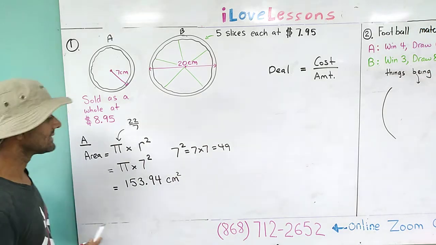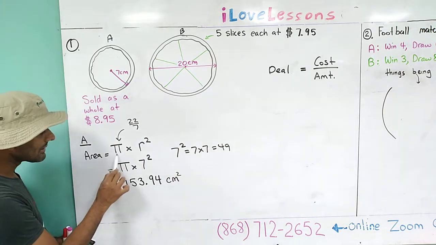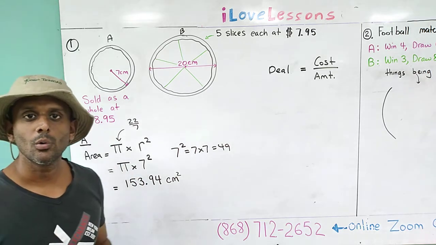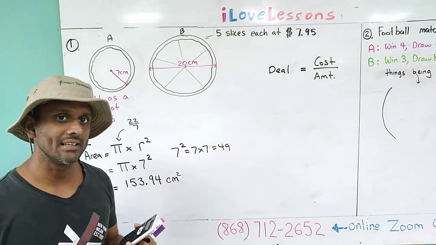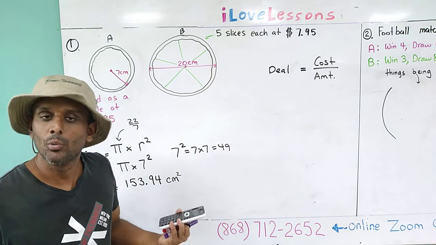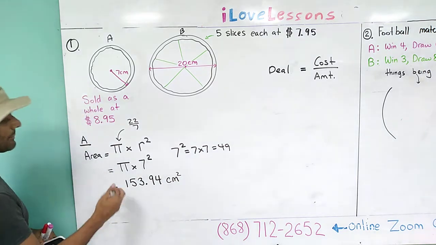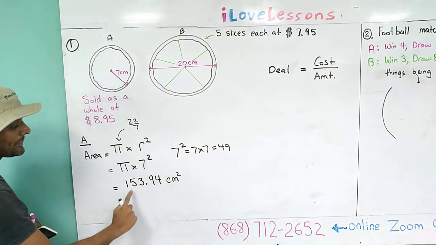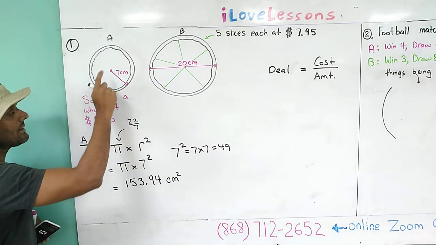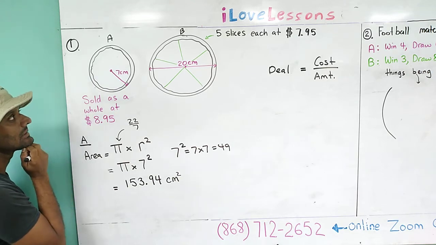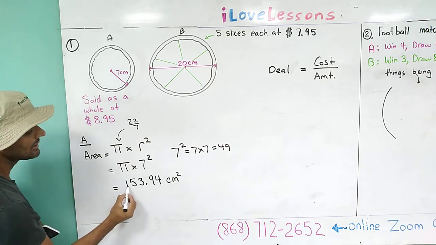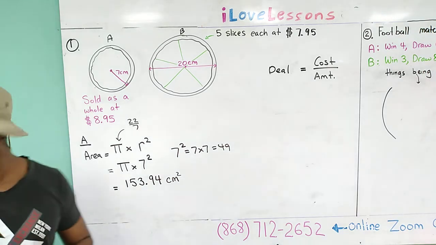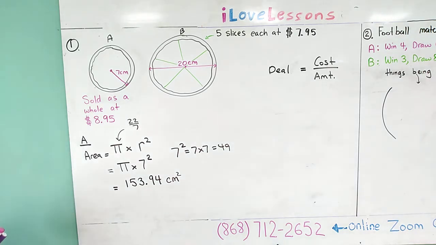What I'm trying to say is, you can't write pi in the exam and then type in 22 over 7 on the calculator in secret. The examiner will get confused. So anyway, this is the amount of pizza A. If somebody asks me, hey, what's the amount of pizza A that I have? I would reply 153.94 centimeters squared. And they would look at me funny, but whatever.